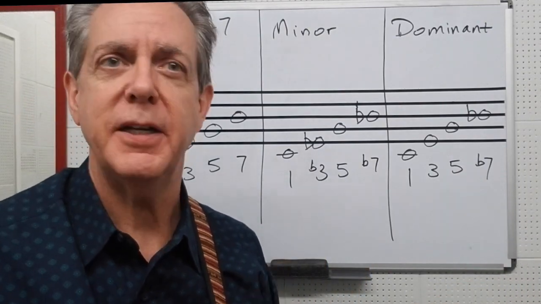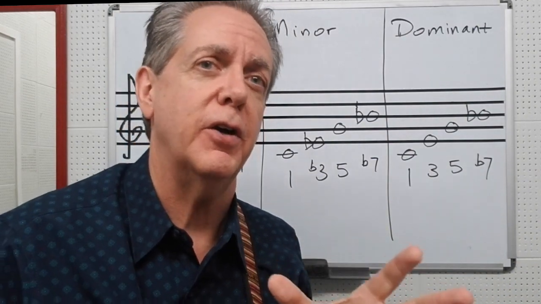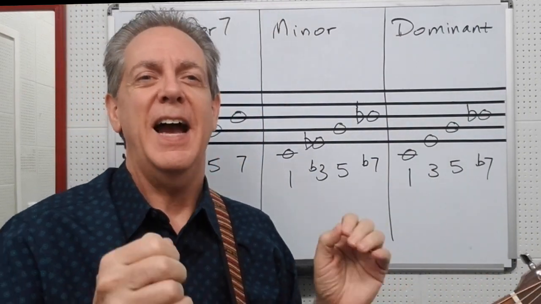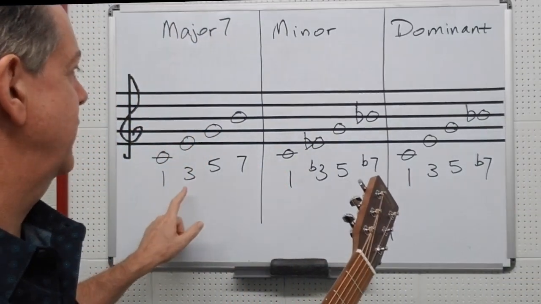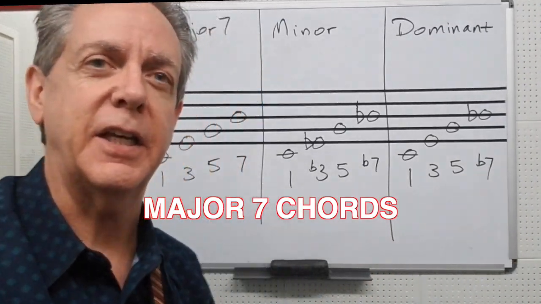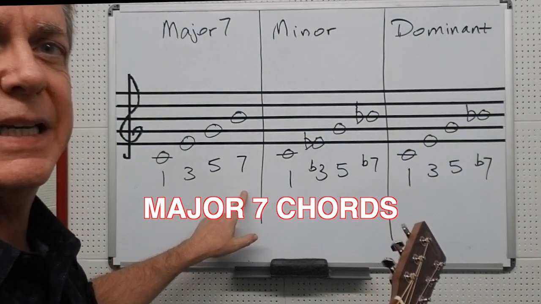On the guitar, you might not play all the 4 notes. On any instrument, you might not play all 4 notes, but any 7th chord that you can think of has 4 tones in it. And they are the 1, the 3, the 5, and the 7. Okay? In the key of C major, it's going to be C, E, G, and B.